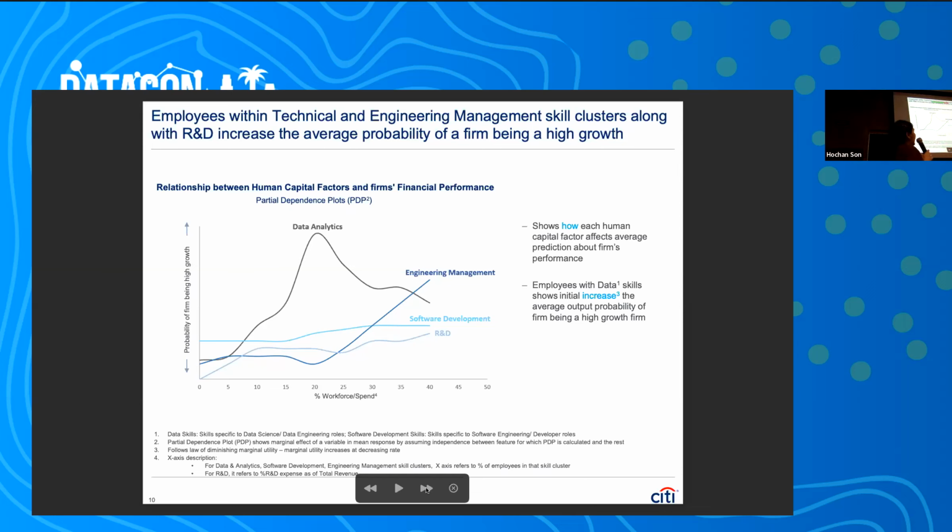So what does this plot tell us? It tells us how each of these human capital factors affects the average prediction of a firm's performance. So it gives us insight into our model. And as you can see, the relationship is definitely not linear, it's non-linear. And interestingly, for data analytics, it actually follows the law of diminishing marginal utility. You can see the probability of a firm being high growth increases, and then it reaches a certain level and decreases. And for engineering management, software development, and R&D, there is a consistent increase, but again, non-linear.